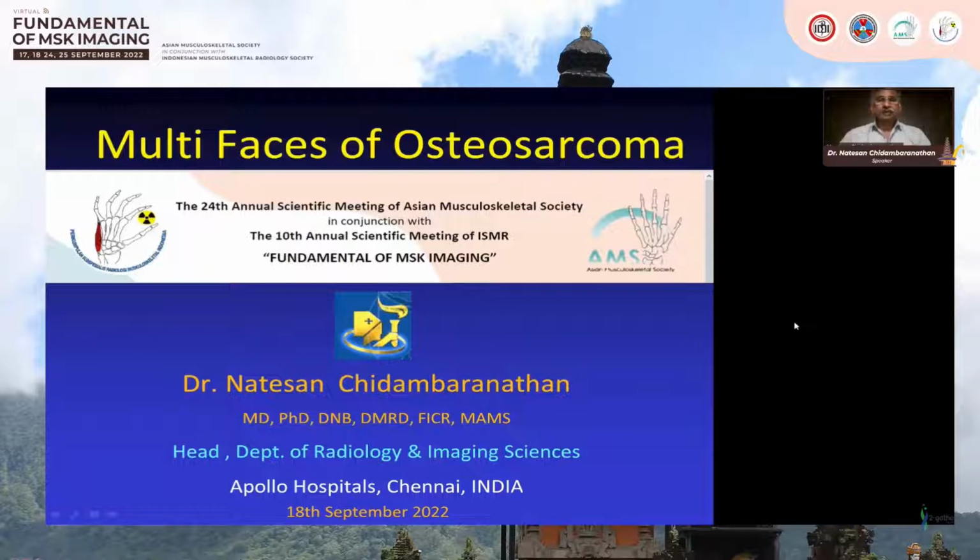All of you know osteosarcoma is the most common tumor of the young, accounting for nearly about 15% of the bone tumors. Okay, this osteosarcoma has varied presentation depending on the histology, the location, and the treatment changes. So we radiologists have to be familiar with these radiological features and guide our clinical colleagues to the appropriate treatment.